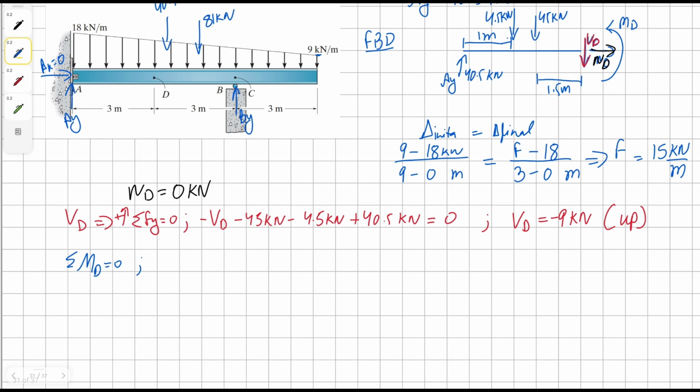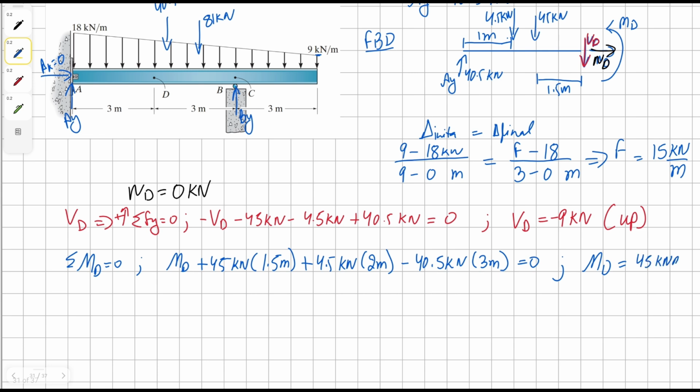So in this case we can have counterclockwise moment at D, and then counterclockwise 45 kilonewton, and it's 1.5 meters away from D. Then counterclockwise 4.5 kilonewton, and it's 2 meters away from D. And finally clockwise 40.5 kilonewton, 3 meters away from D, all equals to 0. Solving for moment D, we get our solution as 45 kilonewton meter.